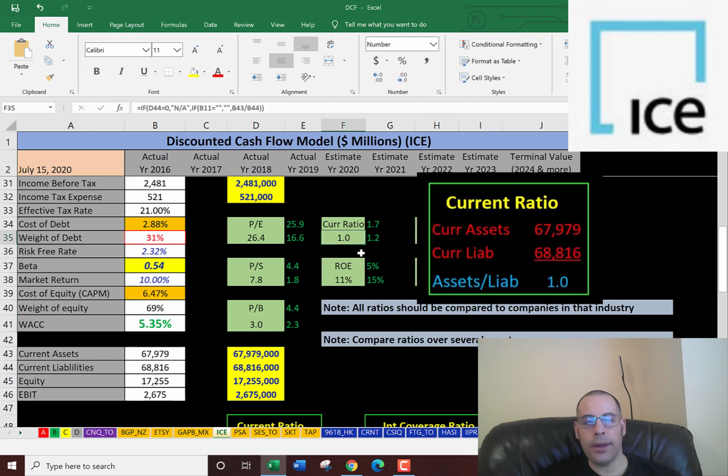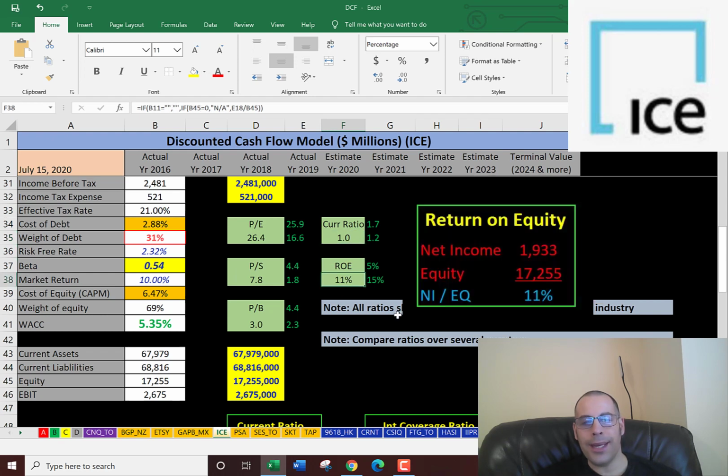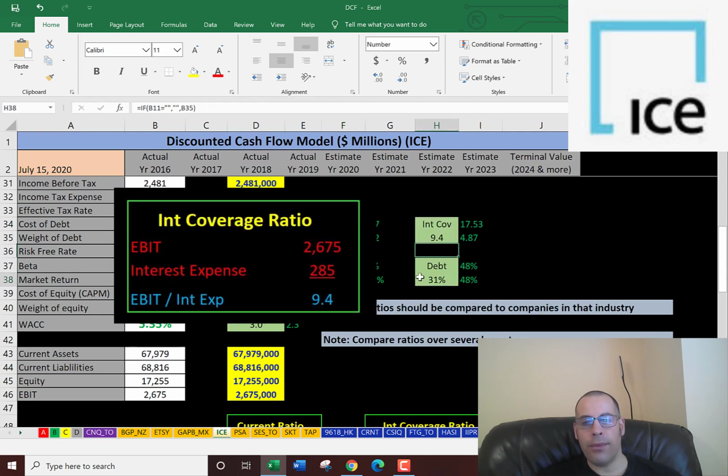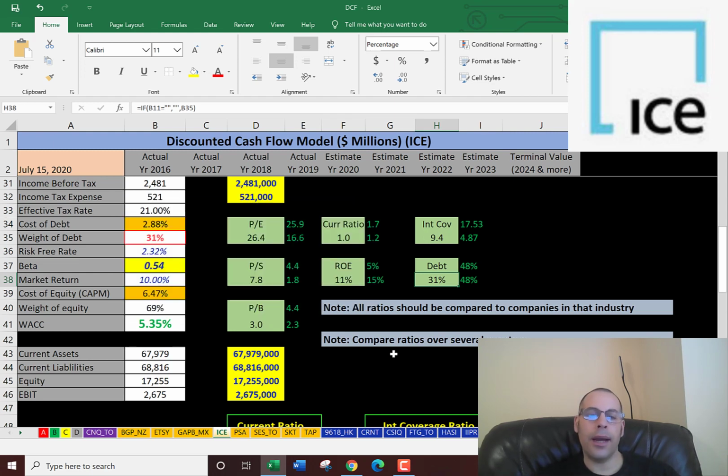So investors are willing to pay $3 for $1 book value. They're doing decent in current ratio. They can almost cover the current liabilities. ROE is a little low at 11%. That's net income over equity. They can easily cover their interest payment, and they only have 31% debt. So the ratios are mediocre. I do value the stock at a buy, but it's kind of a judgment call in this case.